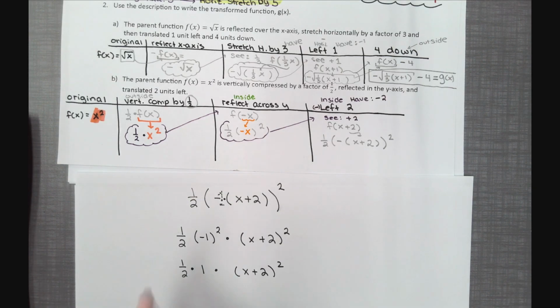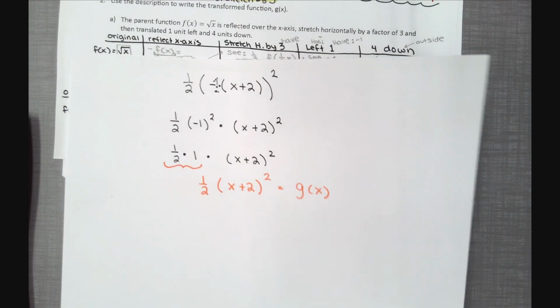Here, 1/2 times 1 is 1/2. Open, x plus 2, close it, squared. This is my function g of x. And I'm going to shift that up so you guys can see it a little bit better.